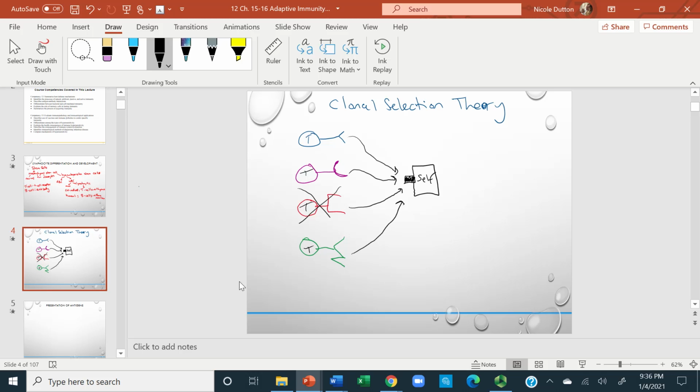So in the clonal selection theory, numerous types of lymphocytes are produced with different types of receptors, and we select against or kill off those receptors that will recognize and bind to self-antigen, because we don't want immune system cells floating around in our body that think that we are the bad guy.